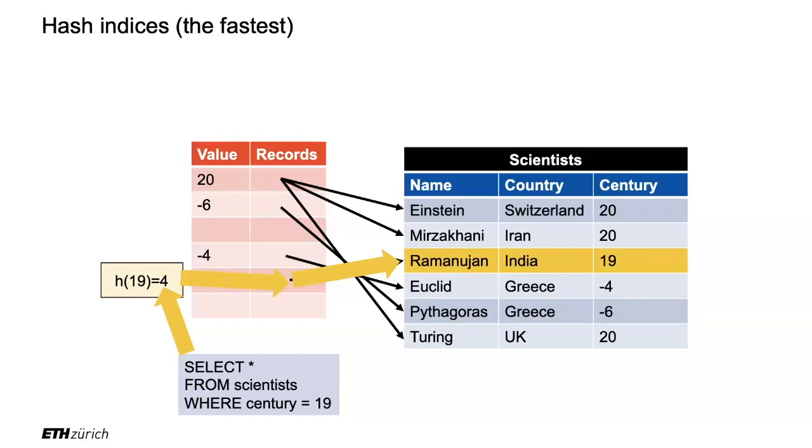The magic of that is that it happened instantly because H was instant, looking at the position was instant, following the pointer was instant. So even if I had had a billion values in that table, I would still have immediately found Ramanujan in that way. For whom does that make sense? Everybody? Does that make sense? Okay, so this is the magic of hash indices.